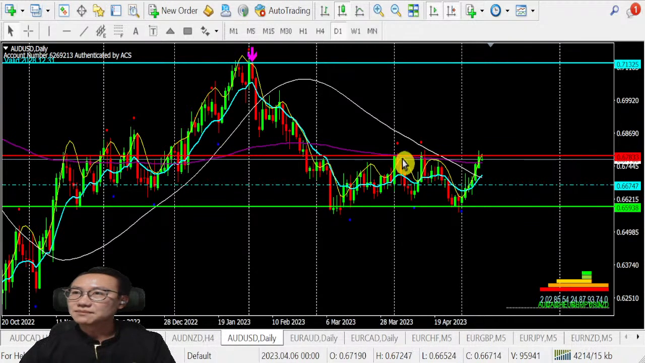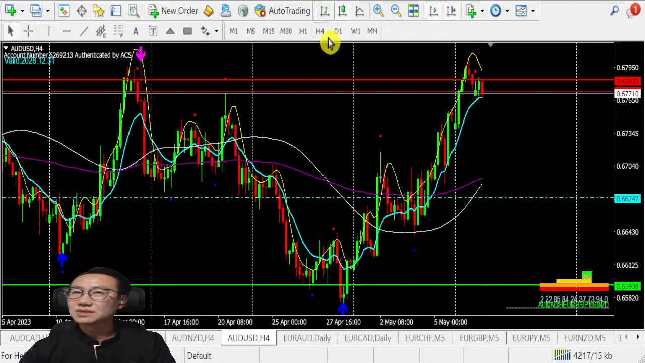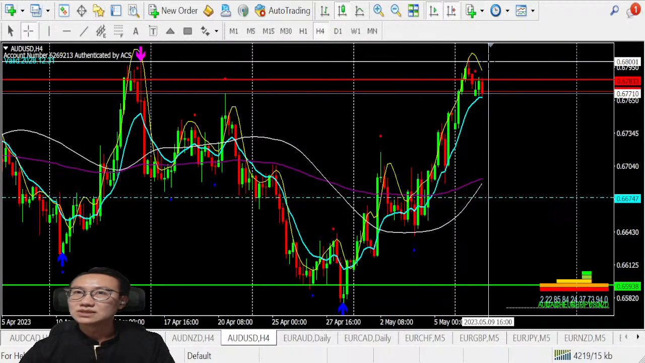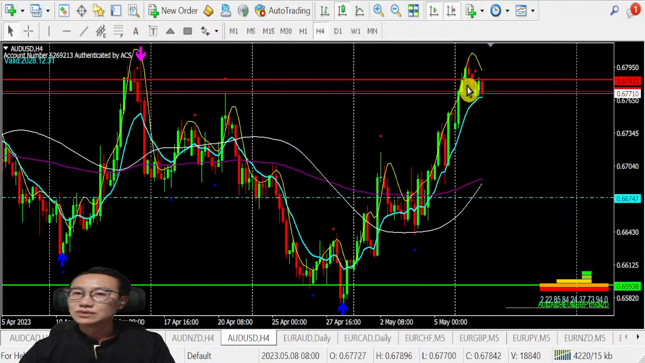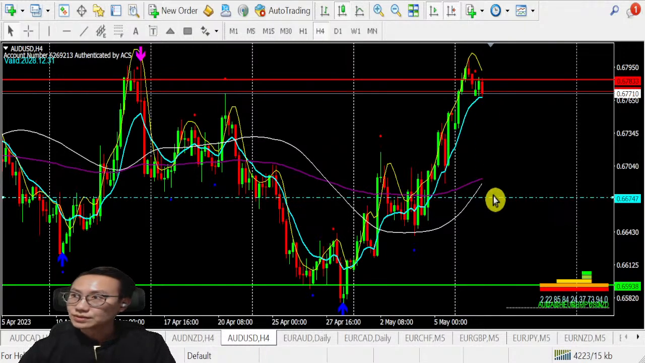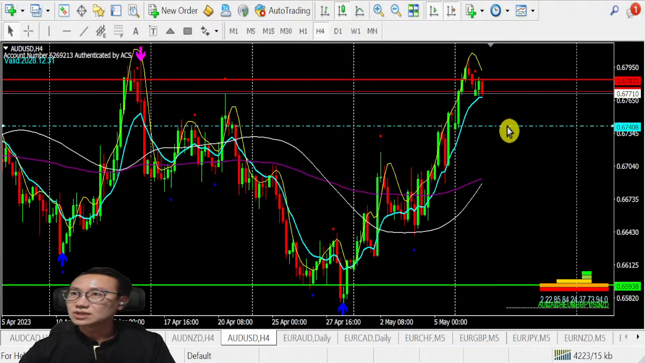Yes, we have come to a point where we met up with the resistance. Seems like after meeting up with the resistance over here, it has taken out the liquidity as well and started to get rejection. Some rejections came in, retest again, and now going for another round of selling, which is good. Okay, so Aussie dollar, something to take note of.